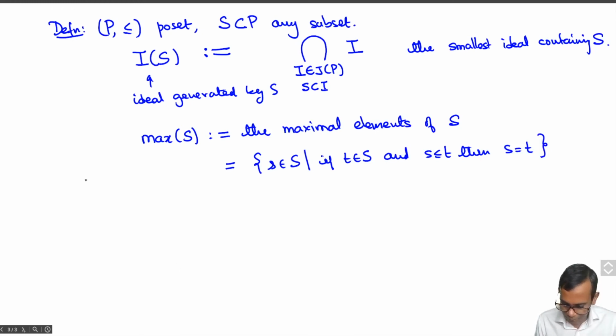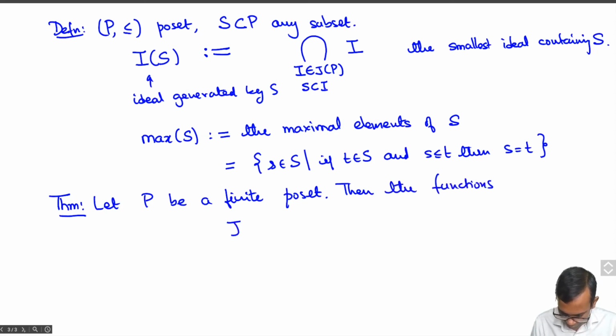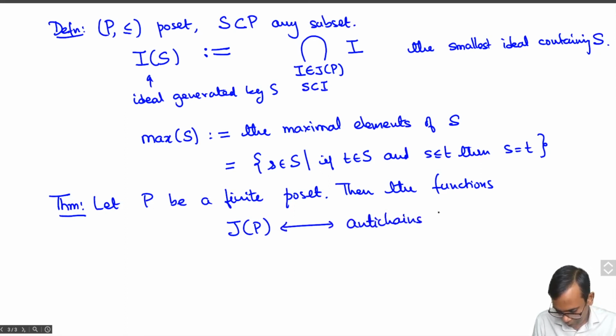Okay, now I'm ready to describe all the order ideals in a poset, or rather just move the problem to another problem. So the theorem is this. Let P be a finite poset. Then we have on the one hand J(P), and then we have anti-chains in P. An anti-chain is a subset of P such that the induced subposet on that subset is an anti-chain.